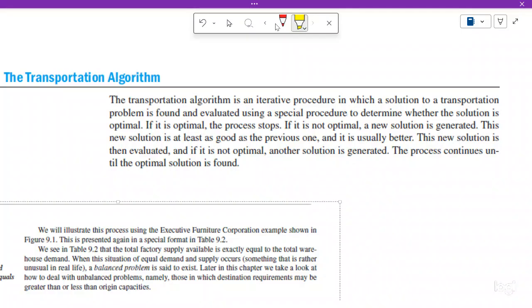The transportation algorithm is an iterative procedure in which a solution to a transportation problem is found. Now we're no longer mixing transportation with LP. We're now doing it as the concept of aggregated planning, exactly as we did in aggregated planning. The solution is found and evaluated using a special procedure to determine whether it is optimal.